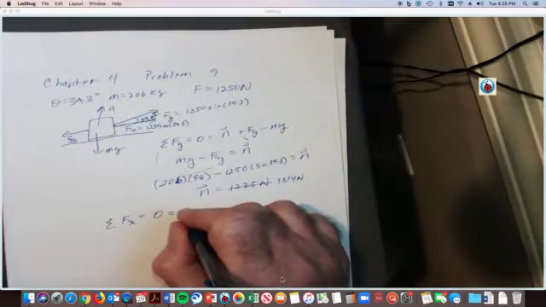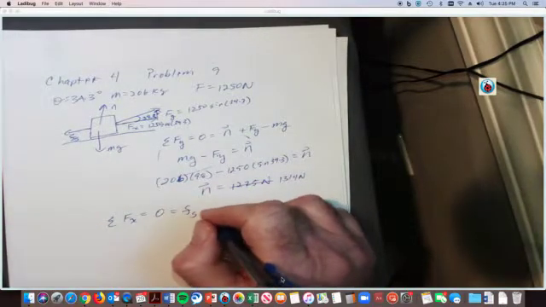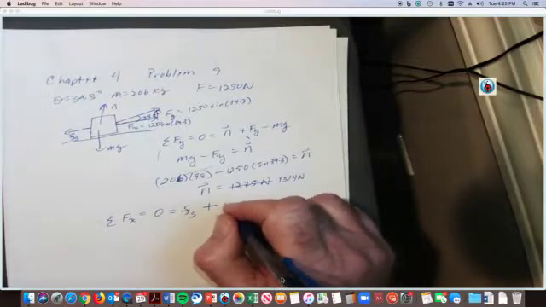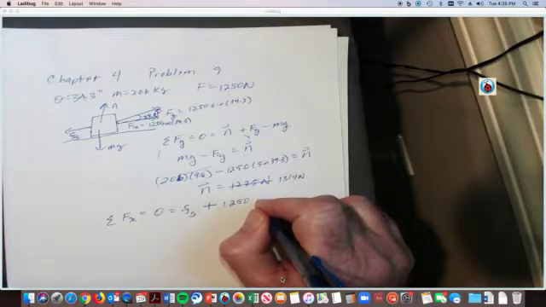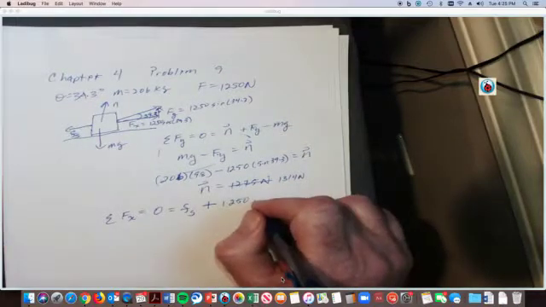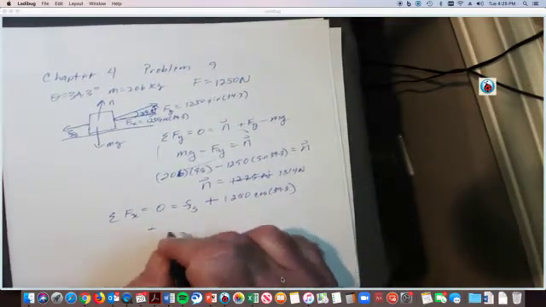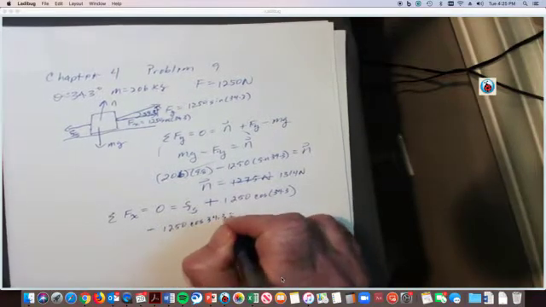And what do we have? We have f of s, and I'm going to leave it as f of s. Now it said it wanted the magnitude of it. The kinetic frictional force is minus or plus f of x plus 1250 times the cosine of 34.3, right? And so when I bring that over, I get negative 1250 times the cosine of 34.3 is equal to my static frictional force.